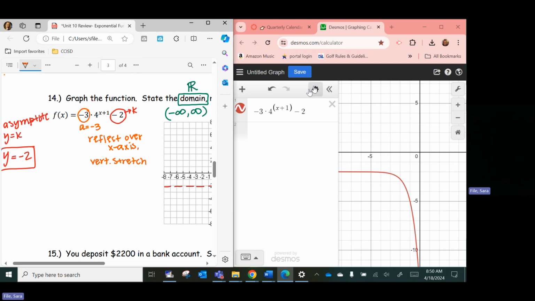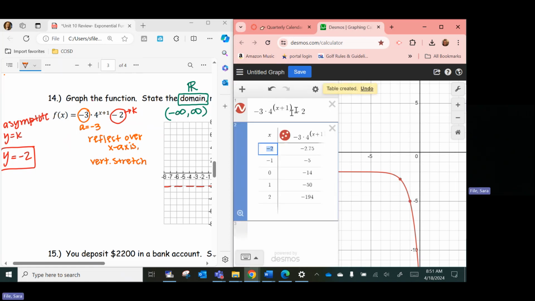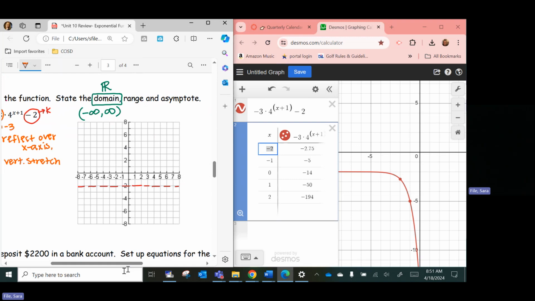So to get some points to graph this, let me go back to that. Oh no, it went away. Let me retype that. My bad. Let me see if it'll let me undo. There it goes. Okay, so once you have your equation typed, you can hit the gear right here and then get a table. Now, if these aren't the points you want to plot, you can type in whatever x values you want and it will generate the y values for you. But this should be good for us to plot some points.